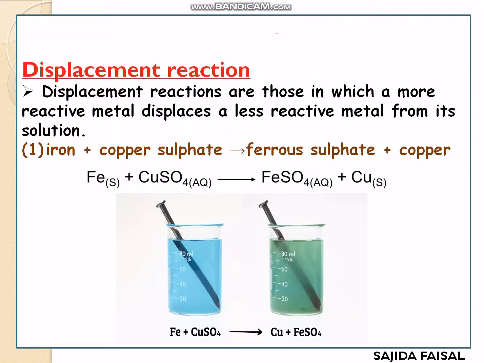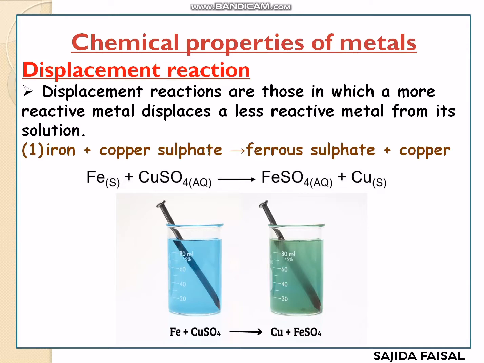The next chemical property of metals is displacement reaction. It's an important one. What do you mean by displacement reaction? Displacement reactions are those in which a more reactive metal displaces a less reactive metal. That means there will be two metals, and one metal will react with another metal's solution.